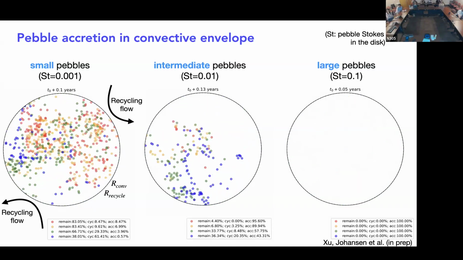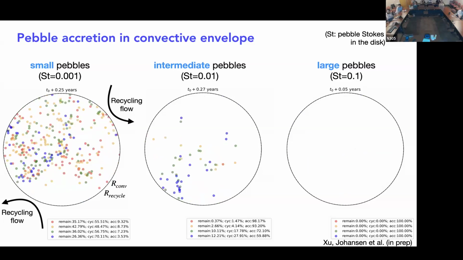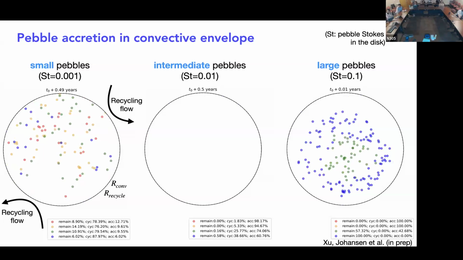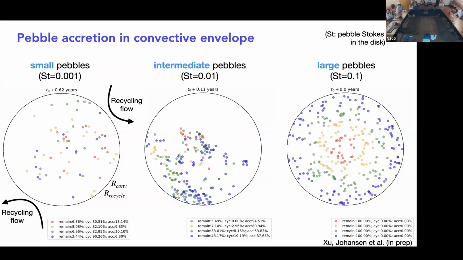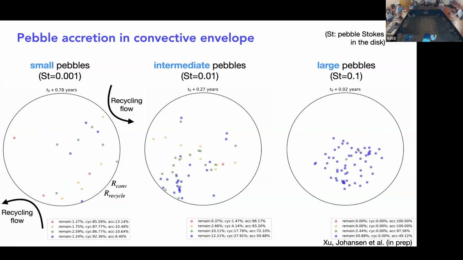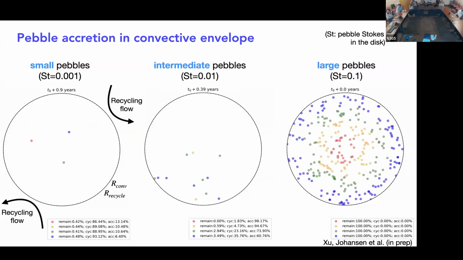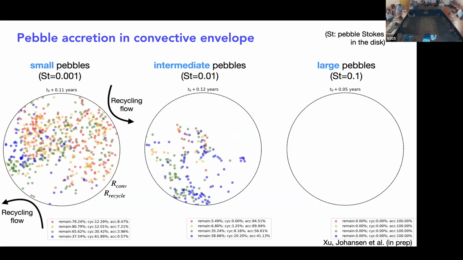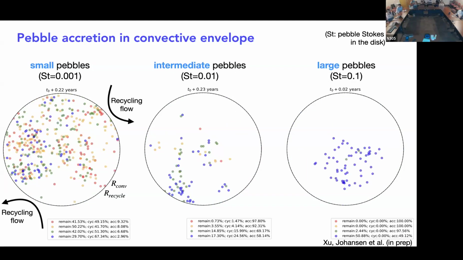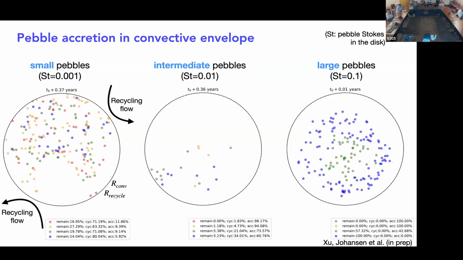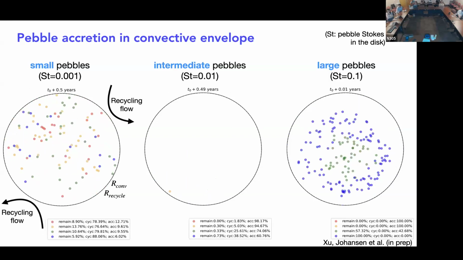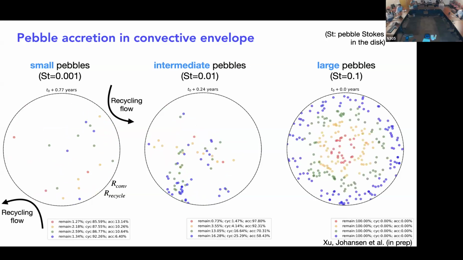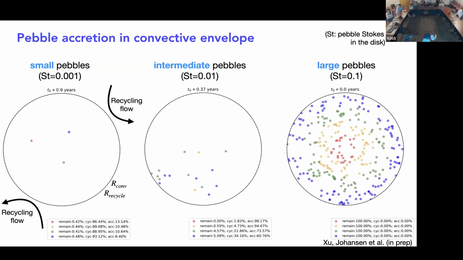You can see that for small pebbles, if you look at the fractions here, about 90% of the pebbles are getting recycled. But for the large pebbles, you can see directly from the movie, all of the pebbles are getting accreted to the center. So it really depends on the size of the pebbles.